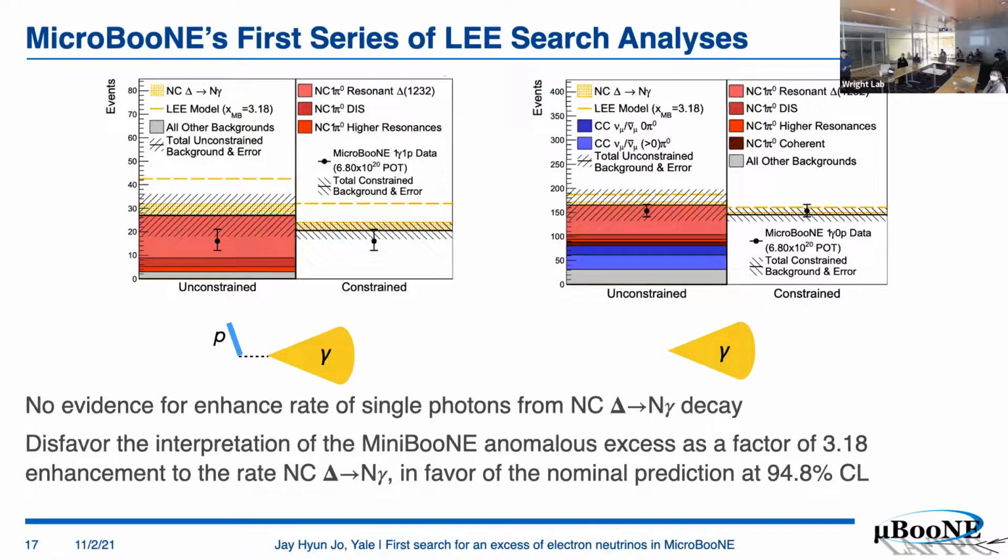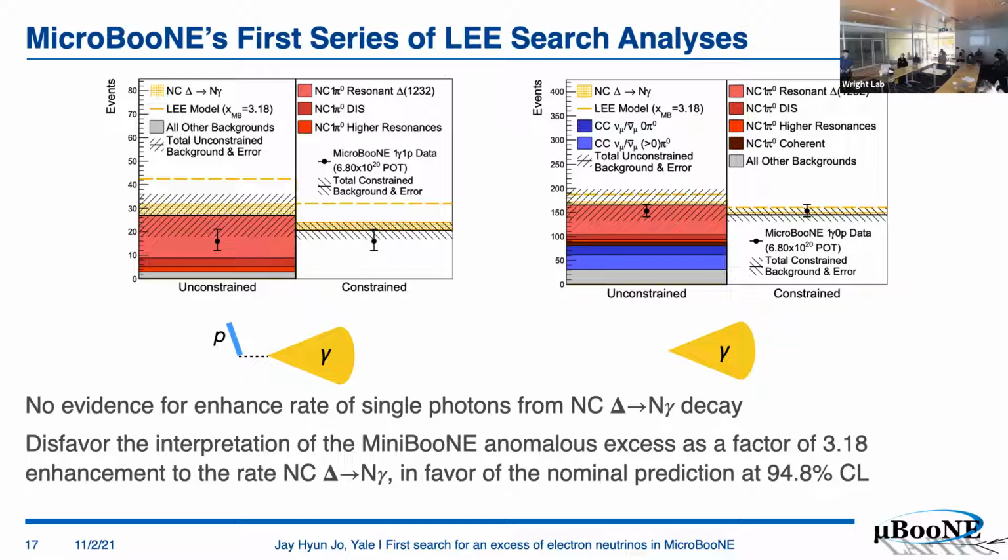So this is the result of looking for the single photons. This is the cartoon of that, just the same as the event display that I showed you earlier. And this is the one-beam analysis of the data and the prediction. You can see that this yellow dashed curve assumes the low energy excess interpreted from MiniBooNE in MicroBooNE. And you can see that the data actually prefers the no-LEE prediction. So with this, we could reject the interpretation of the MiniBooNE anomaly with single photons, or more specifically coming from this Delta radiative decay, at the 94.8% confidence level.